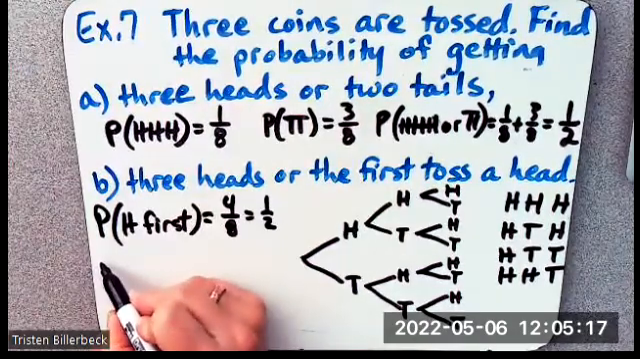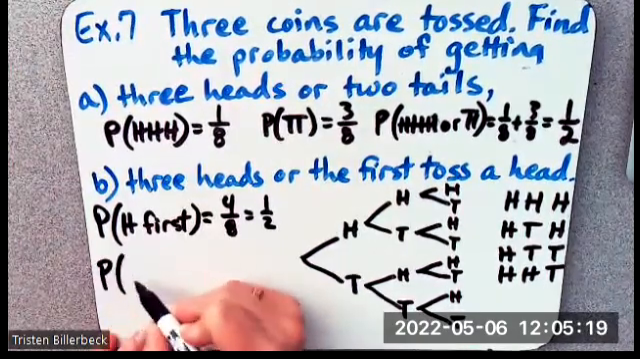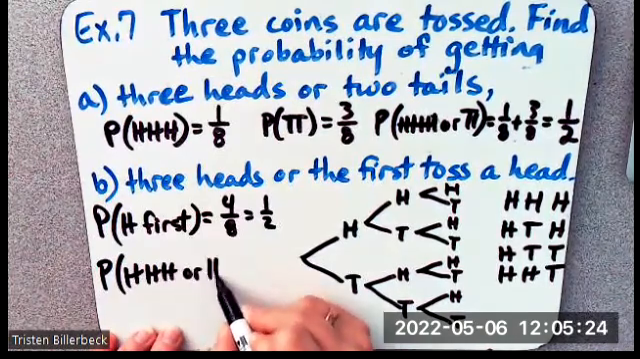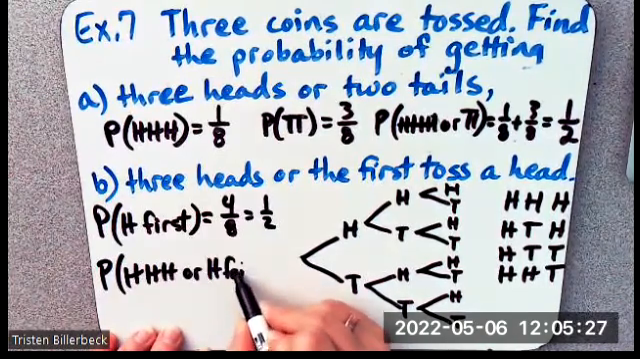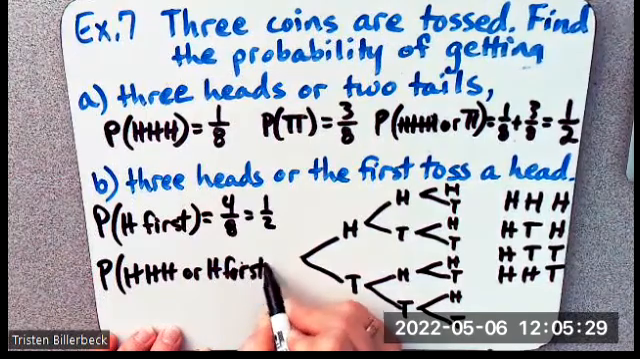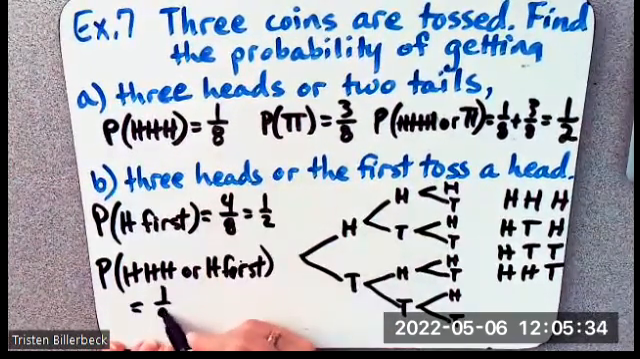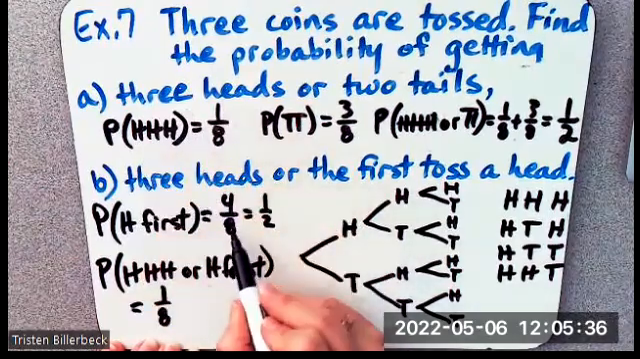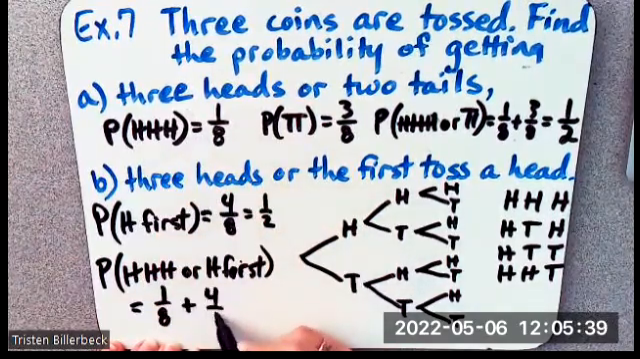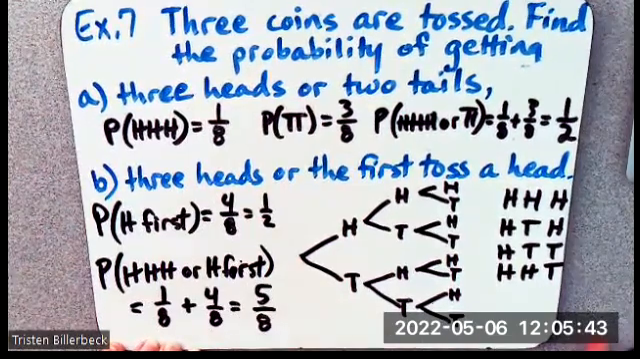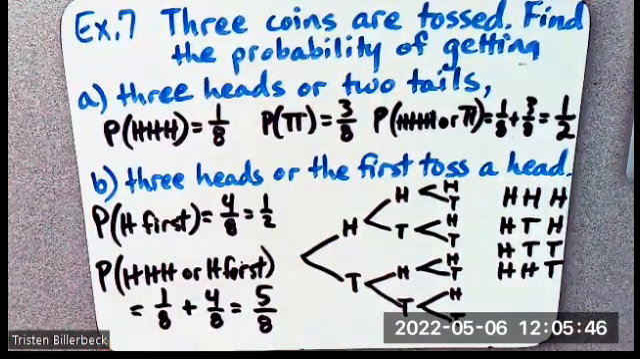So if we add them together, the probability of H, H, H or H first, then that's going to be the 1/8 from up here plus 4/8, which is 5/8. Okay. So those are mutually exclusive events when we flip a coin.